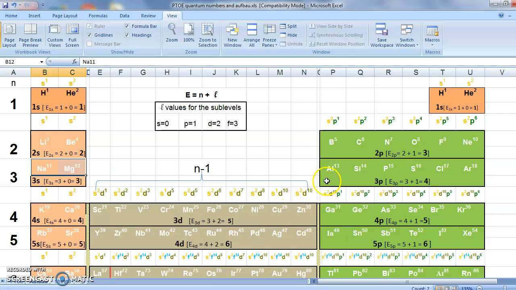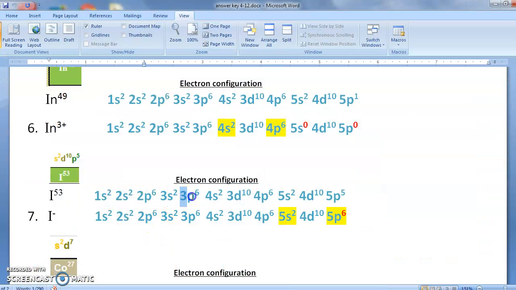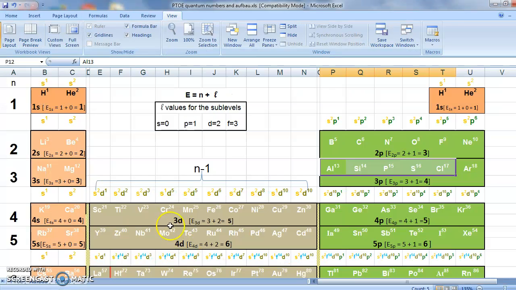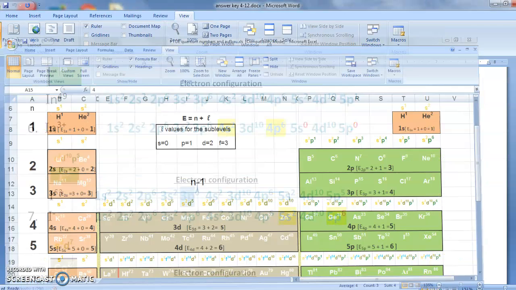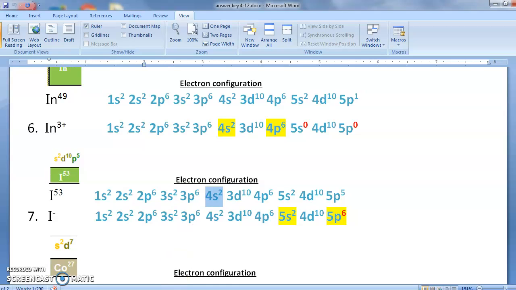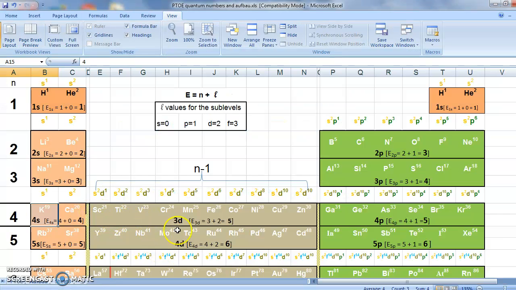Now I go over to here. 3P6. I follow my numbers down. I'm just working from square 1 to iodine, and I'm just going left to right. Boom. Now I'm at the 3P6, 4S2. There's the 4S. There's 2 elements there. 4S2. Back to the 3D.